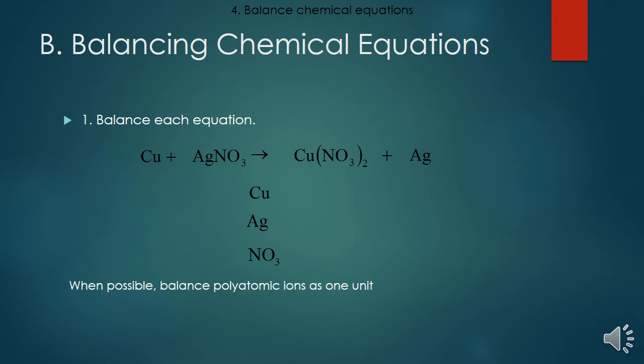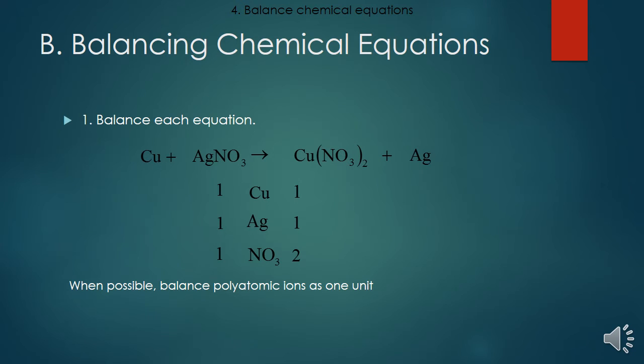So when I count this up, there's 1 copper atom on the left, 1 copper atom on the right, 1 silver atom on the left, 1 on the right. There is 1 nitrate ion on the left. Again, I'm counting this whole thing as one unit. And there are 2 nitrate ions on the right. Notice the subscript there with the parentheses.